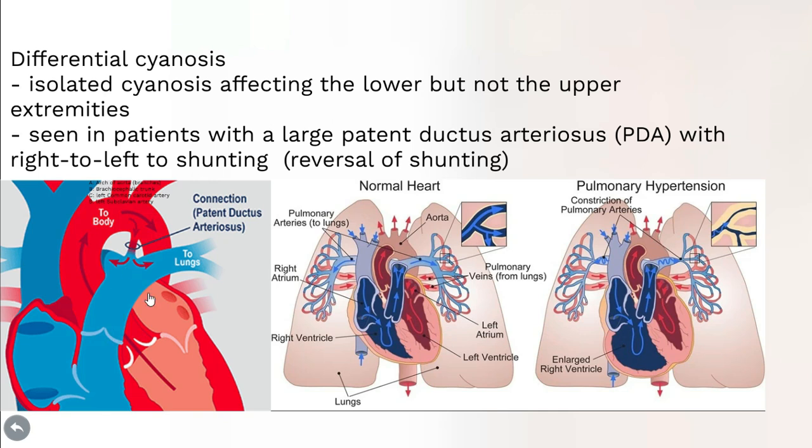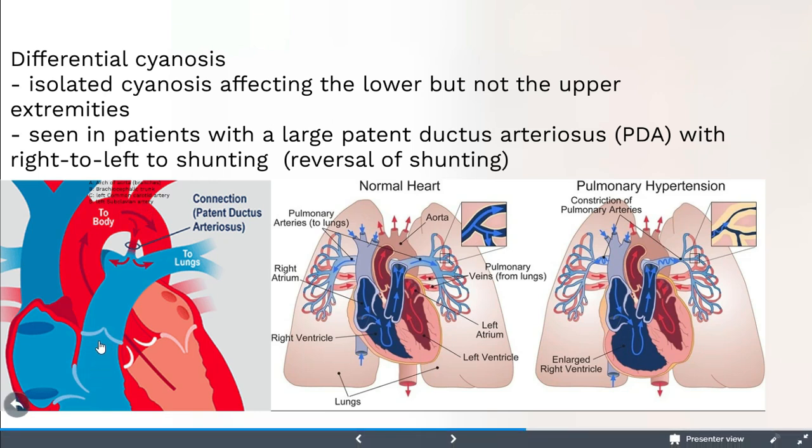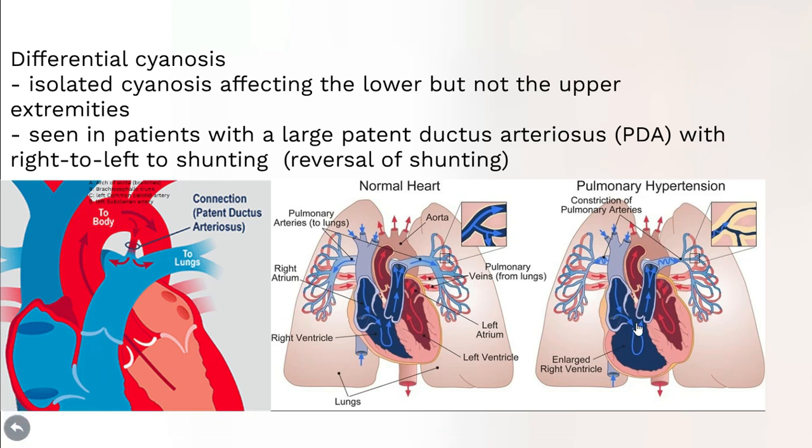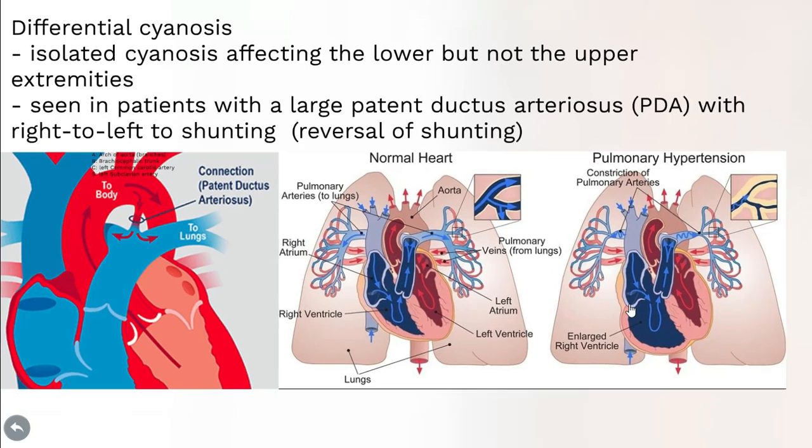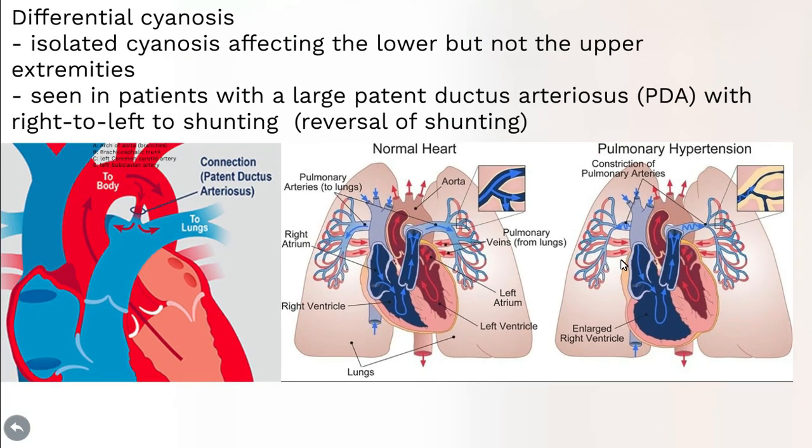Okay, so if there is a chronic flow to the right side of the heart, there will be an increased pressure and it will cause pulmonary vascular disease. So if it is not repaired, there will be a problem in the pulmonary artery circulation. So pressure on the right side will increase to the point that it will exceed the pressure of the left side, the aorta. So there will be a reversal of shunting, and a preferential flow to the lower extremities since it's located at the descending part of the aorta.